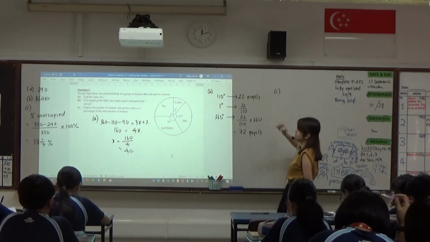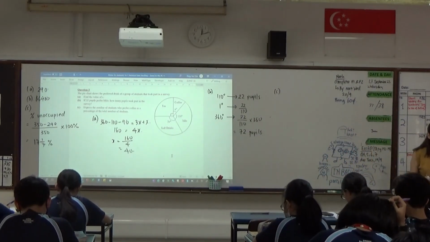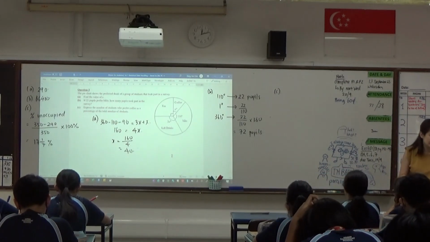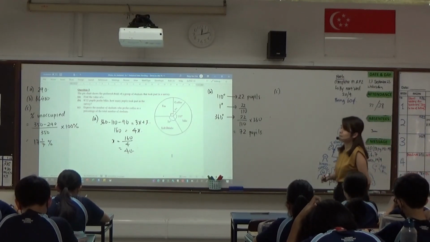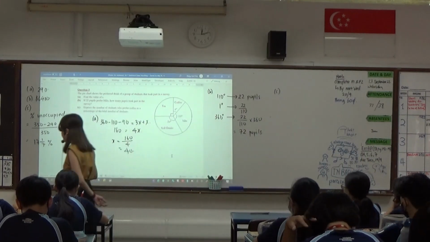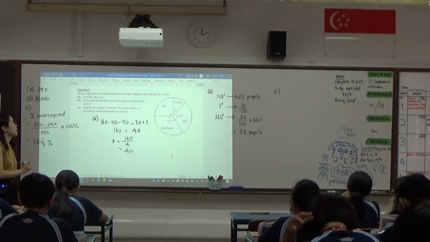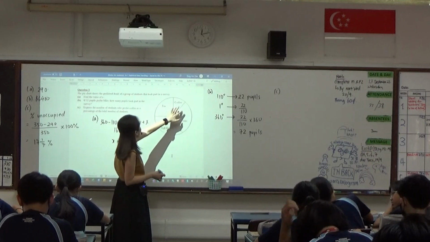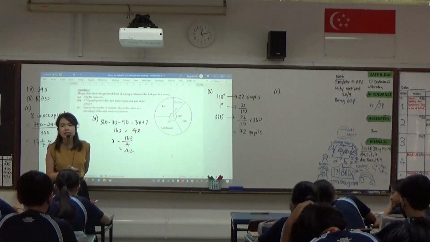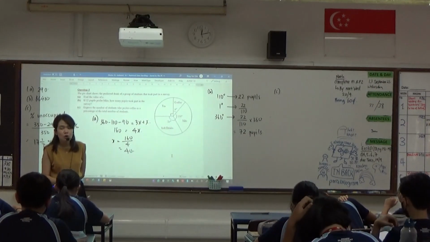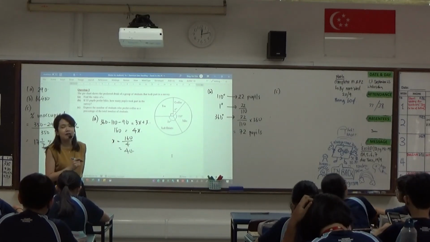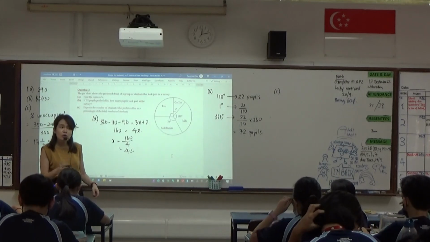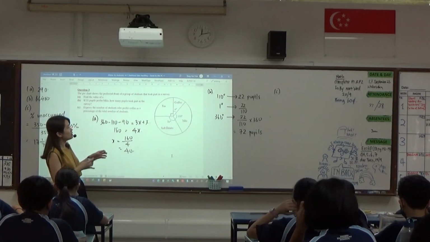Okay, part C. Express the number of students who prefer coffee as a percentage of the total number of students. So we're looking for a percentage here. We want the number of students who prefer coffee as a percentage of total. My question here is, do we need to know how many pupils like coffee? Not necessary, so you don't actually need to go and find out. We're just trying to find a percentage.